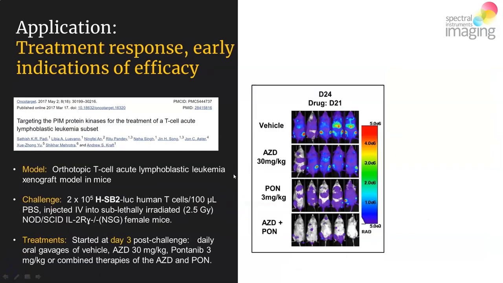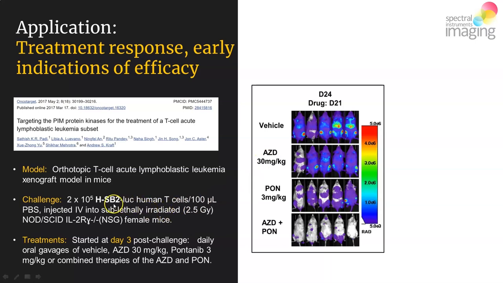So in this next study, the investigators successfully used non-invasive in vivo optical imaging to demonstrate the relative efficacies of different drug treatment paradigms against their disease model of interest. Now, what were they studying? They were looking into the treatment of a particularly aggressive form of T-cell acute lymphoblastic leukemia that had been observed to express elevated quantities of PIM protein kinases. So they developed a PIM protein kinase inhibitor in the form of AZD, and they went ahead and evaluated here its in vivo efficacy.